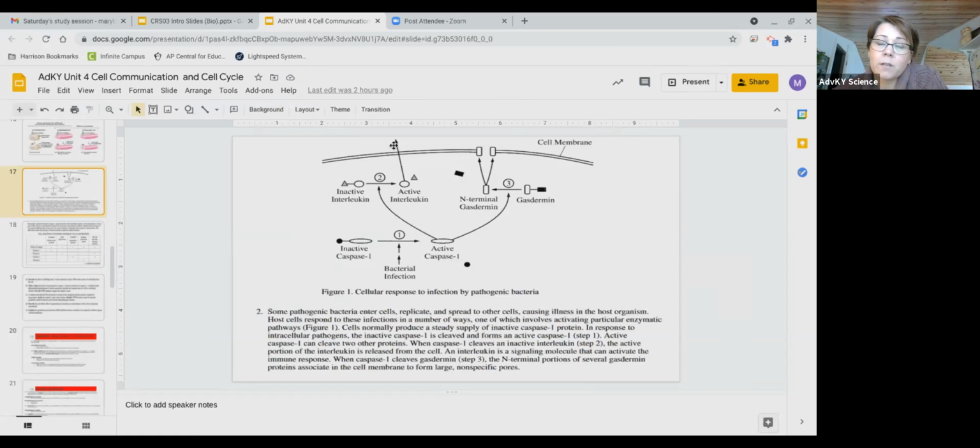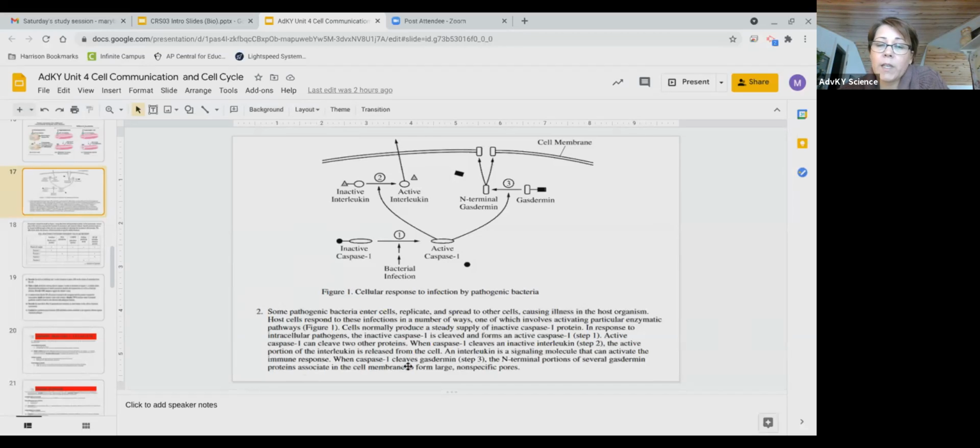And so just in my mind of what we've talked about today, I can see that they're showing me that arrow's going through the membrane. So it can pass right through that membrane. So it's either really small, hydrophobic, both. And if you don't know what interleukin is, they're telling you here. So an interleukin is a signaling molecule that can activate the immune response.